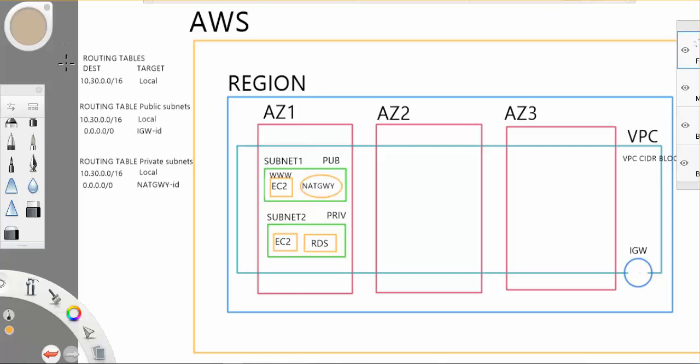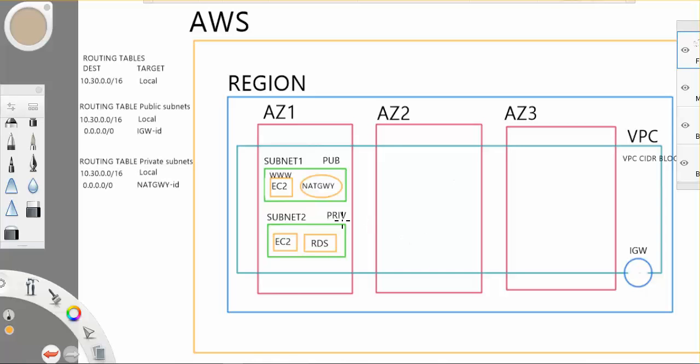The reason why I place these routing tables out here doesn't mean that the routing tables live outside of your VPC. These routing tables reside inside of the VPC. The information here is only going to be known inside of this VPC, okay? But it's just due to reasons dealing with the space in this particular case.